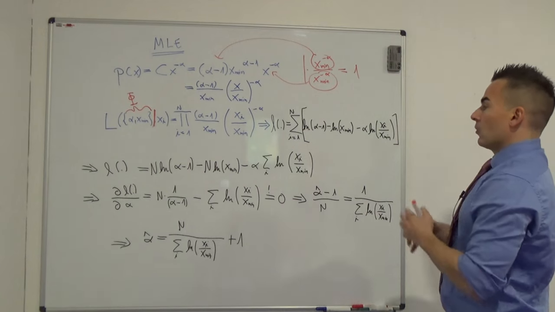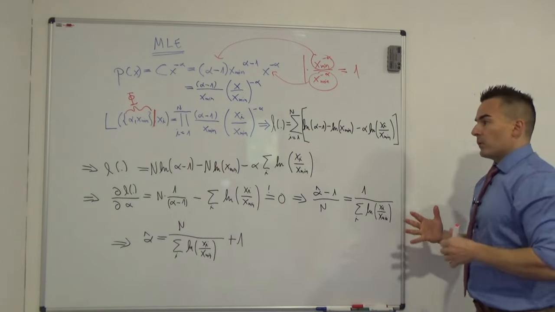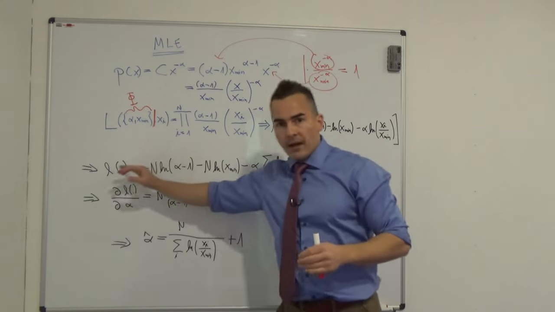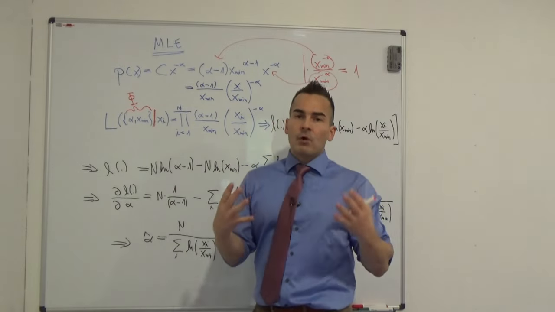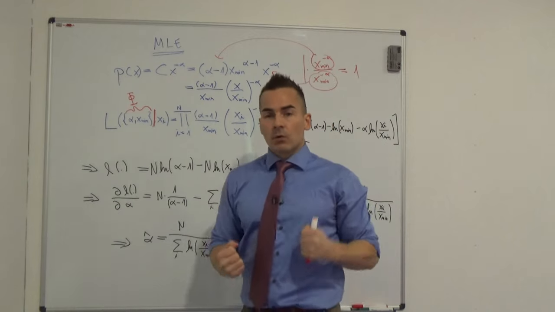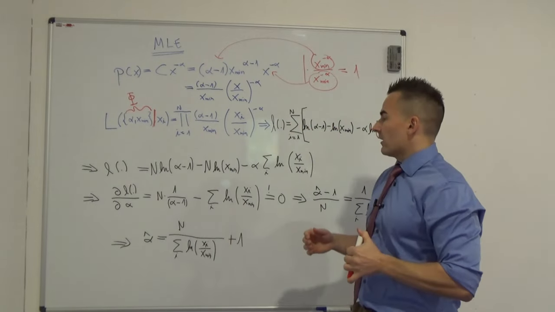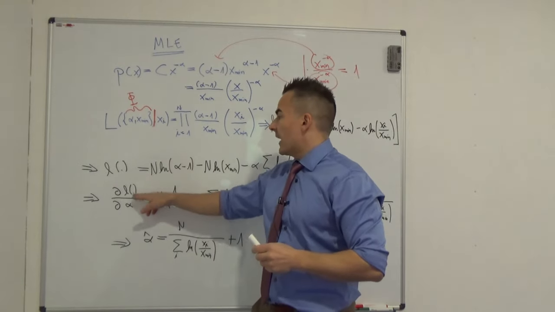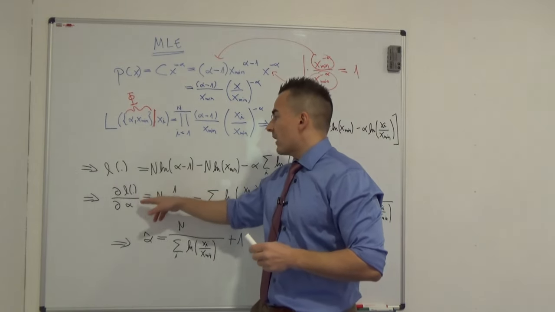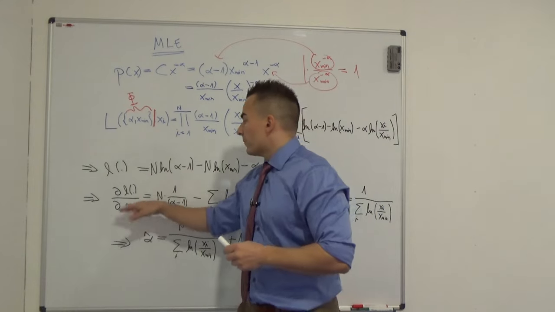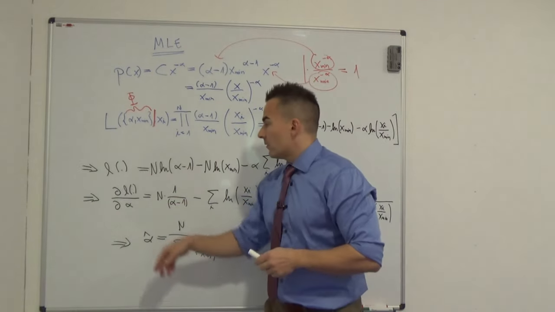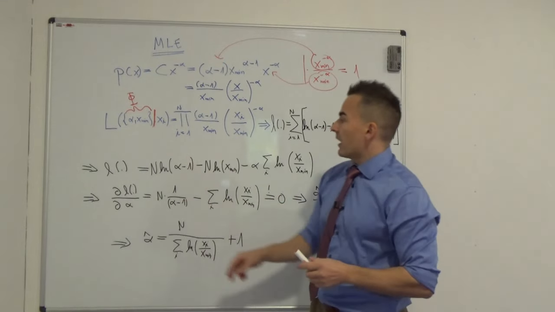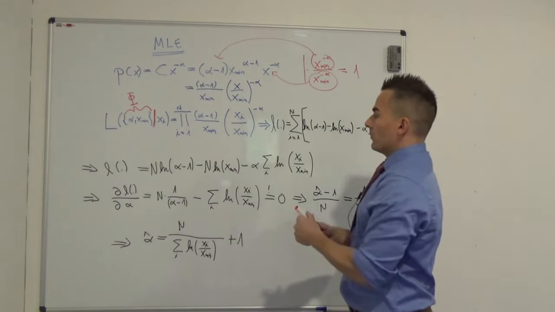Okay? So the next thing is that we have to take the derivative of our log likelihood function with respect to alpha, because alpha, the exponent, is what we are interested in. We want to solve this equation for alpha. So we take the first order derivative of the log likelihood function with respect to alpha. Now we have to remember a rule.